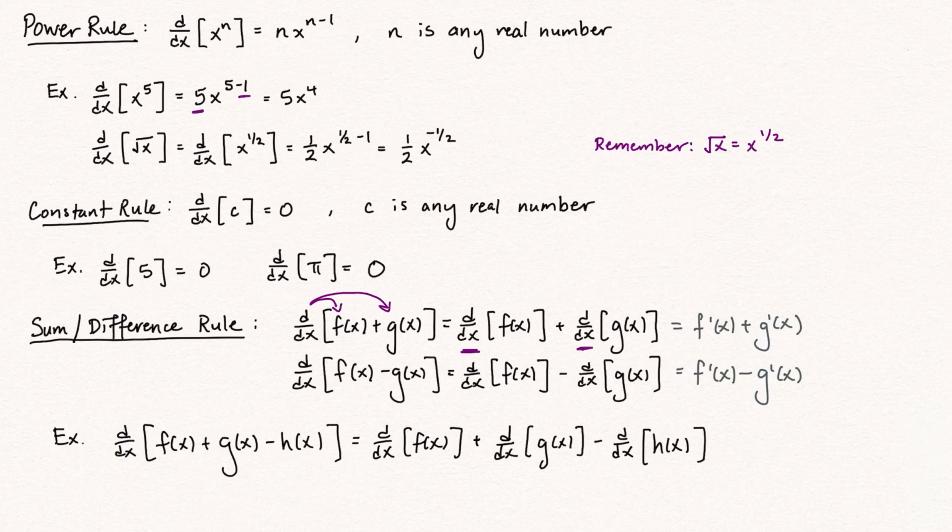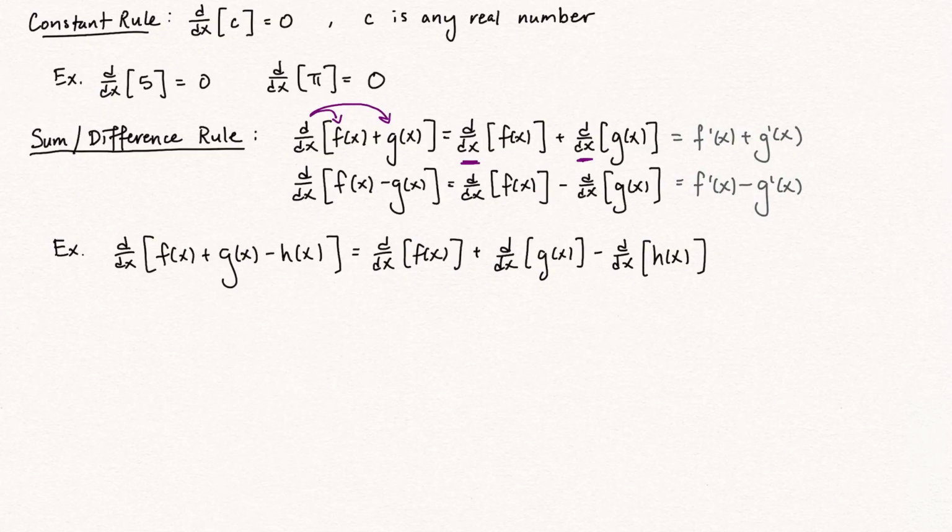So we can apply the sum and difference rule at the same time, together in one problem, and on as many terms as we want. The final rule is the coefficient rule.